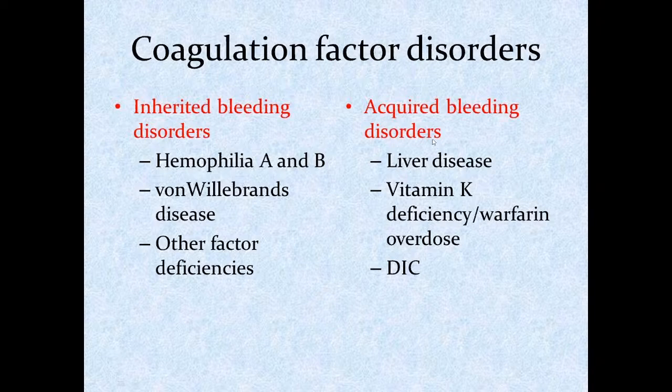Acquired bleeding disorders can be with liver disease, can be vitamin K deficiency, and DIC, disseminated intravascular coagulation.